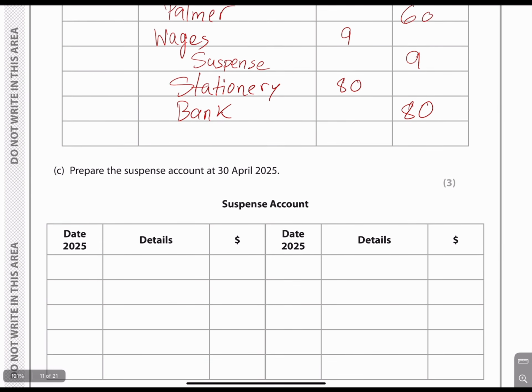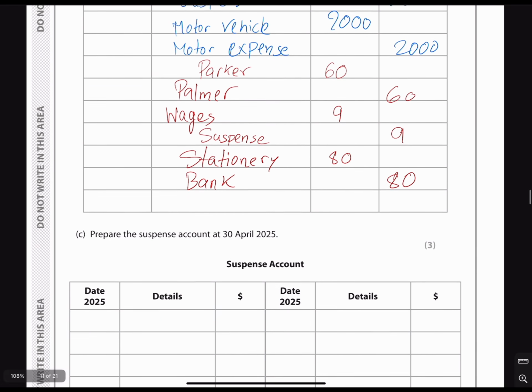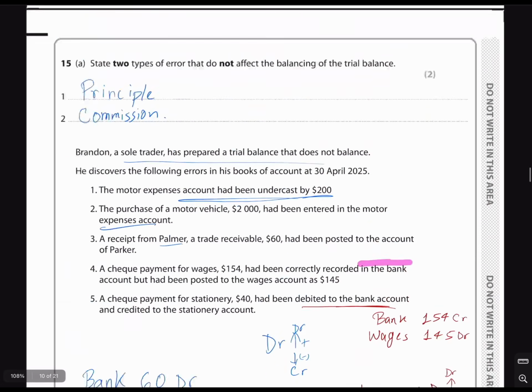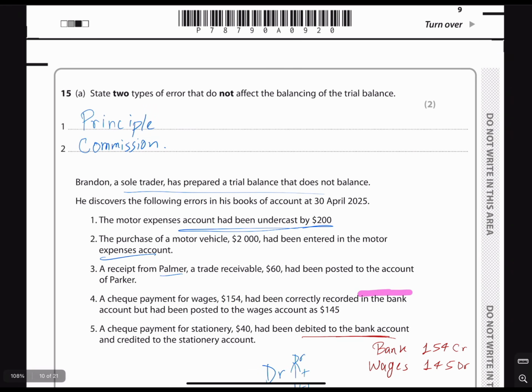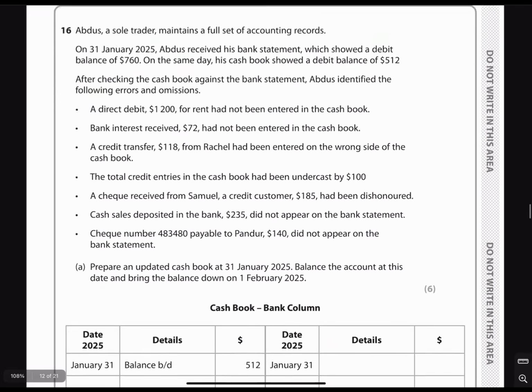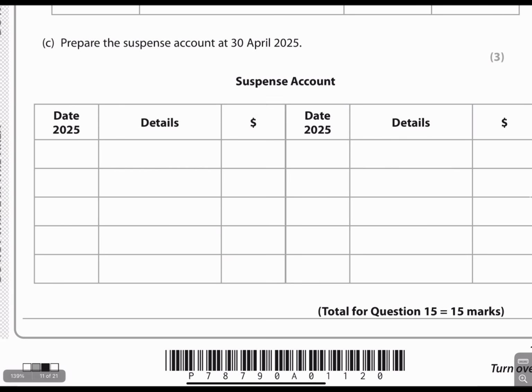Now we have got suspense accounts. Suspense account is the easiest one here. Now here we don't have a difference in the trial balance. How do we do the suspense account when we don't have any difference of the trial balance?